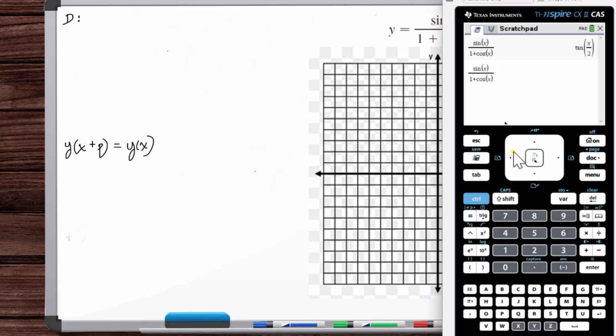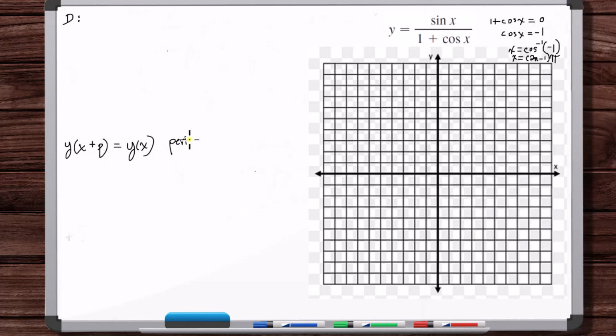Since the sine of x and the cosine of x have period 2 pi, let's plug in x plus 2 pi and see if 2 pi is the period. And yeah, there we go. We plug in x plus 2 pi for x into the original function, and we get back the original function. So it's periodic with p equal to 2 pi.